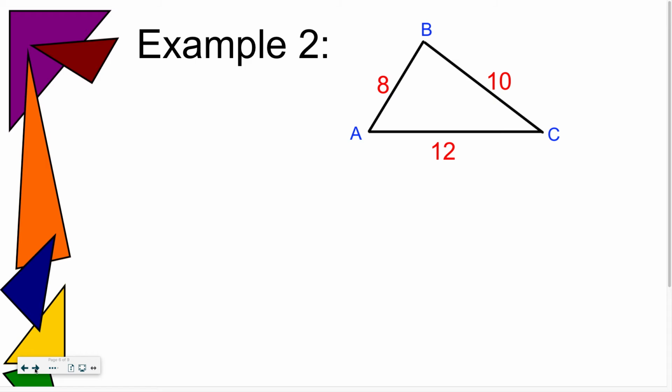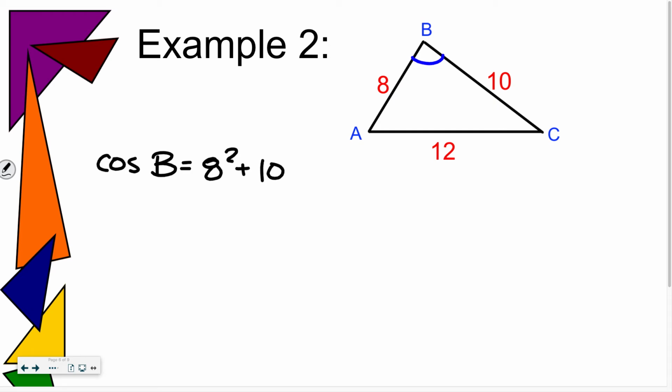Which angle would you like to solve for first? B. It's the largest angle. So always keep that rule in mind, right? Find the largest angle first. If B is obtuse, law of cosines will get it for you right away. Okay. And if B is not obtuse, then it doesn't matter if I use law of cosines or law of sines for the rest of the problem, as long as I found the largest angle first.